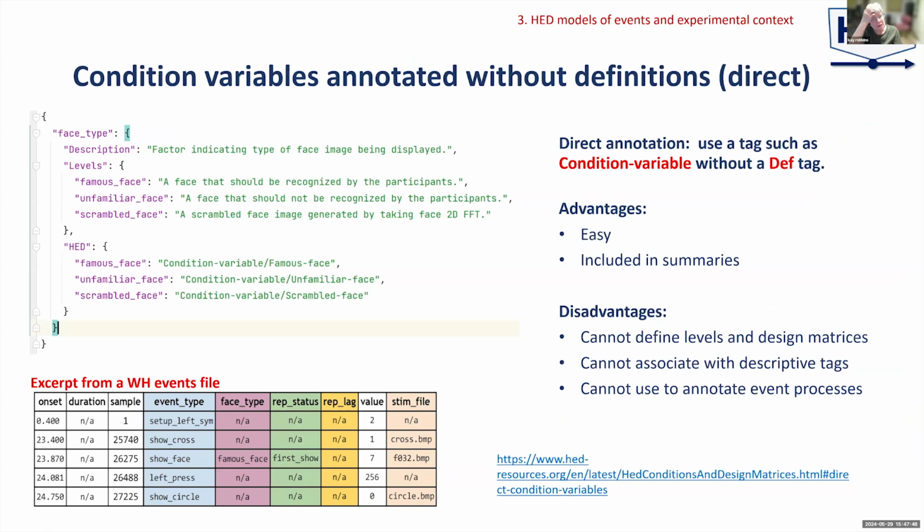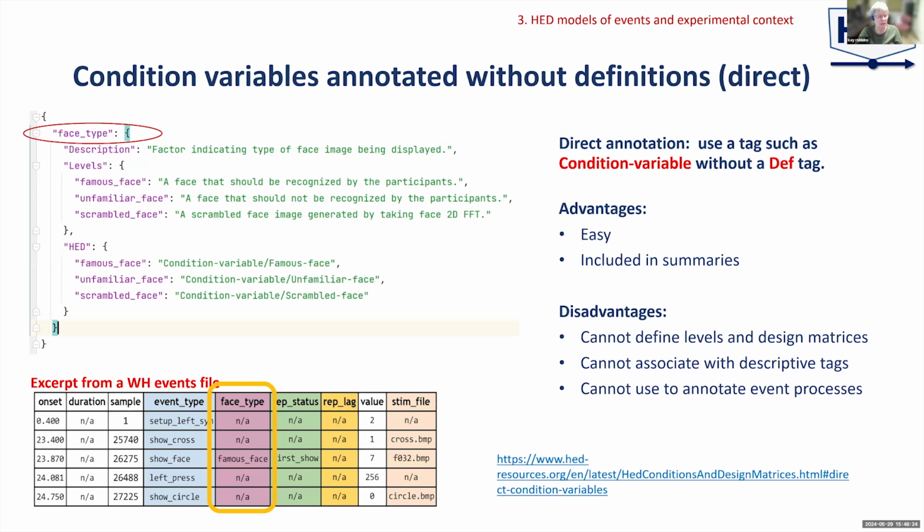So I'd like to do a little bit more specifics, since I have some time remaining, of some of the more advanced ideas of HED and how you annotate. And a good example is the way you annotate experimental conditions. And there are several ways you can do it. One of them is with direct annotation, and that's just saying, okay, this is an experimental condition, use this condition tag. And so here's an example.